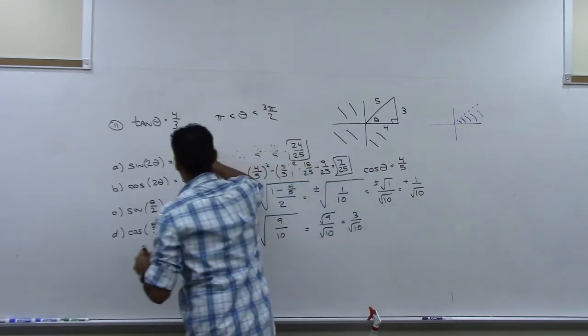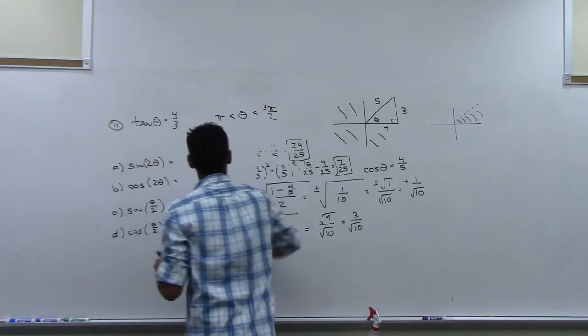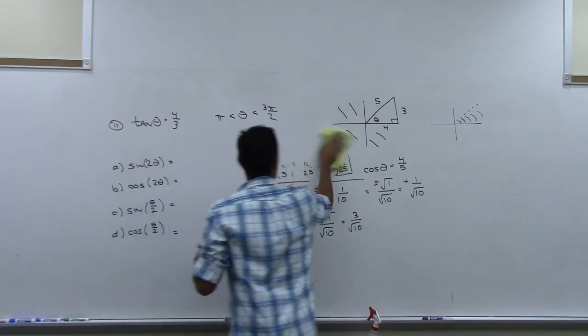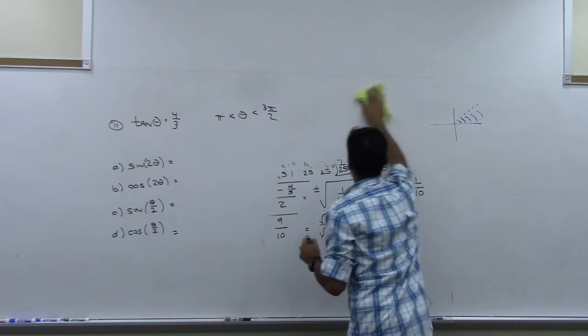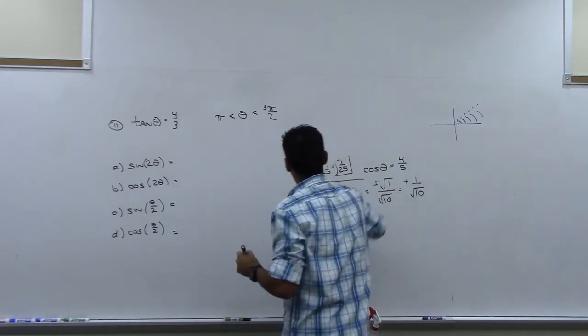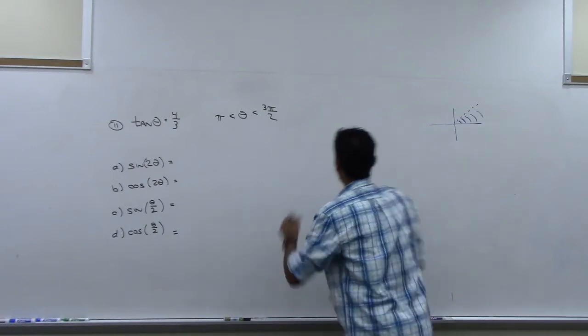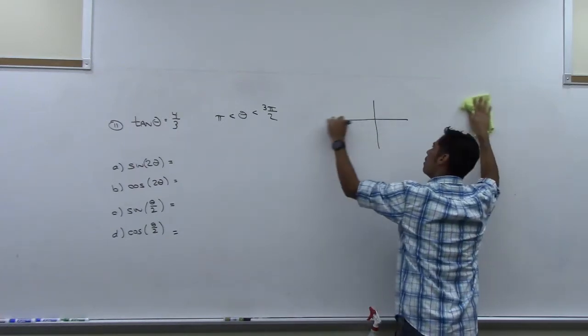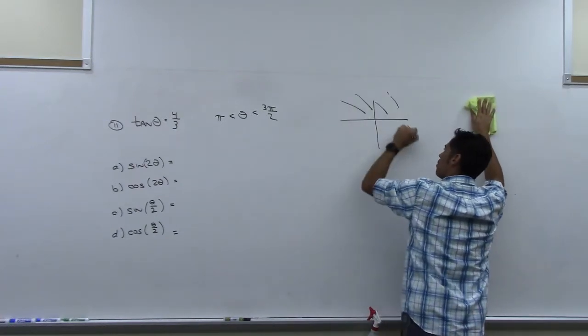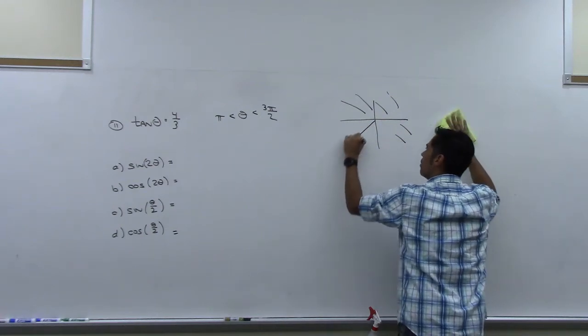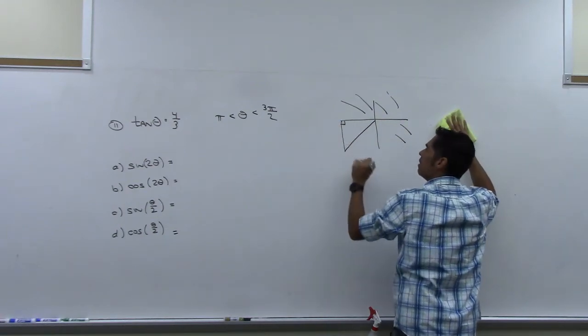And we have the same 4 questions to answer. I'm going to draw a new triangle. I'm going to figure out what quadrant I'm in. So they give me I'm between pi and 3 pi over 2. So I'm in the 3rd quadrant.